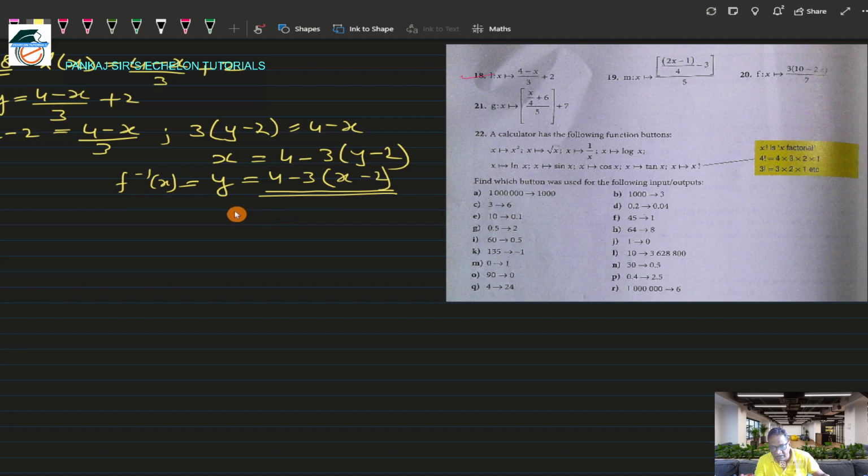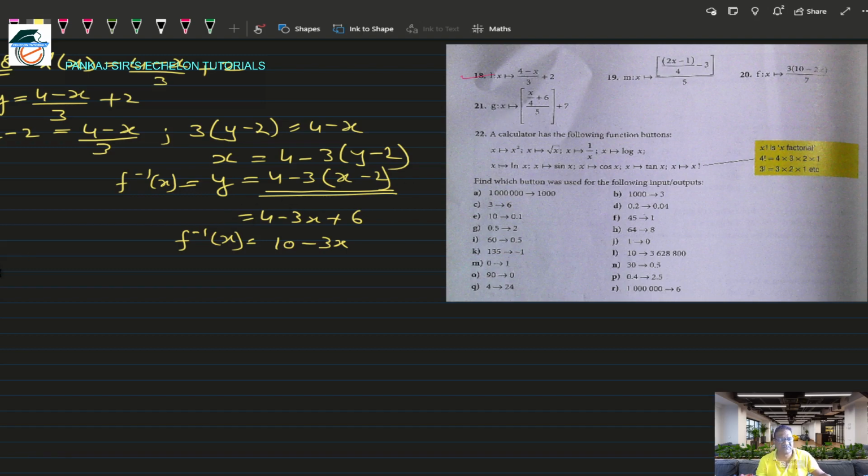Now let me check the answer. 4 minus 3 times x minus 2. Let us work this out a little bit. This has to be 4 minus 3x plus 6, that is 4 plus 6 is 10, minus 3x. So 10 minus 3x is the inverse function that we wanted. So that was question number 18.